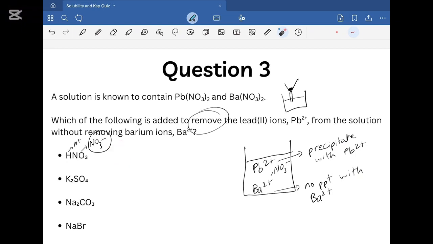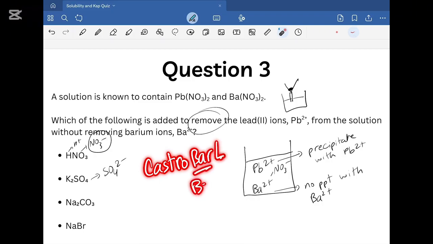So this is wrong. Now for sulfate, we're going to focus on the SO4 2-, and SO4 2- forms a precipitate with both, since SO4 2- is insoluble with the Castro-Bard group, which includes the Ba2+ and the Pb2+.